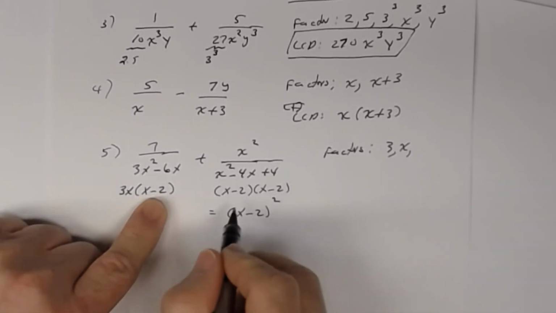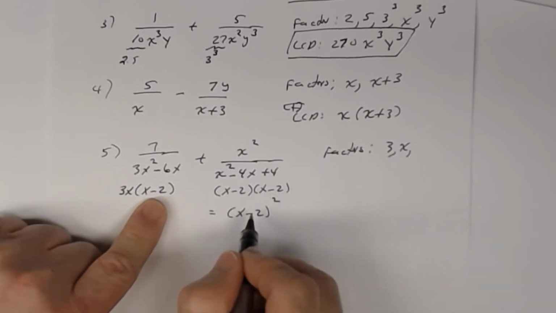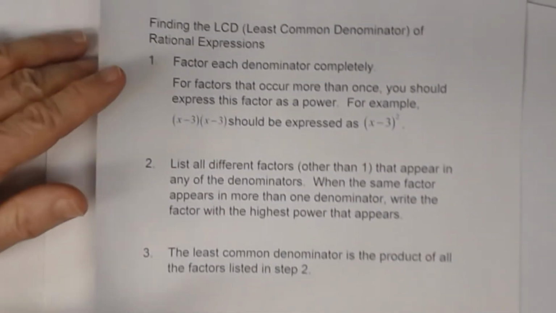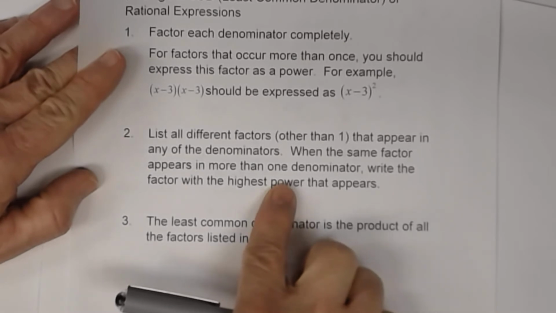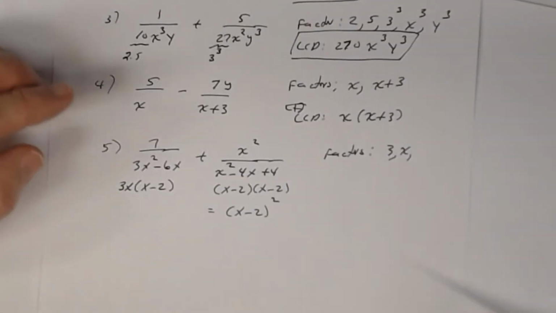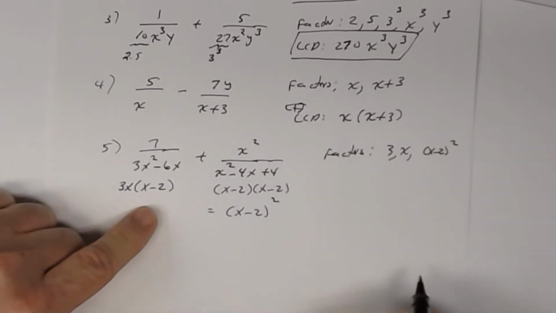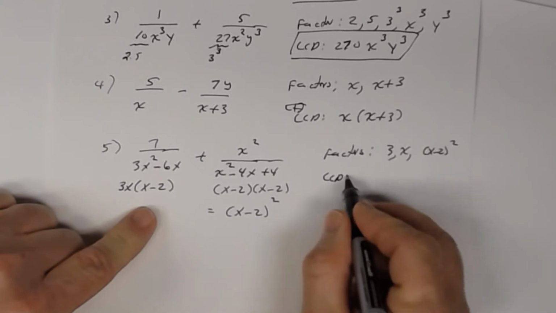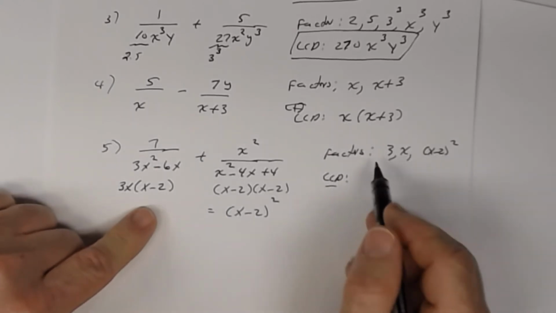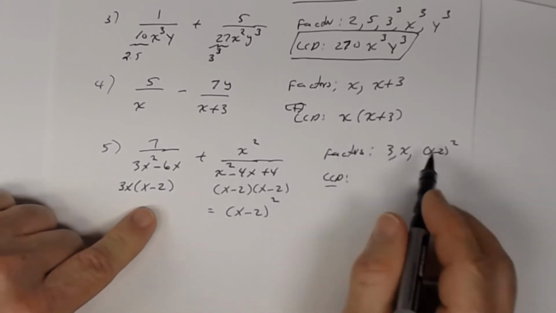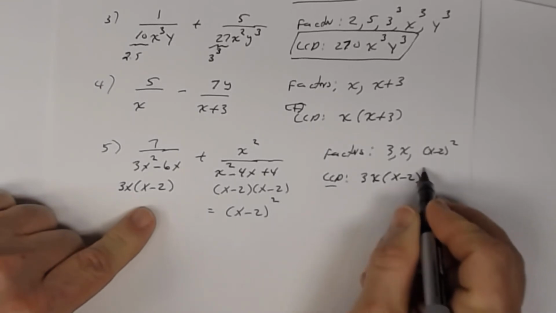But I have some here as well. But there are two factors of x minus 2. According to step 2, use the one with the highest power. So I'm going to use two factors of x minus 2. And so therefore your least common denominator is the product of all of these that you see. Make sure you understand the least common denominator is a product of these. So you're going to say 3x times x minus 2 squared.